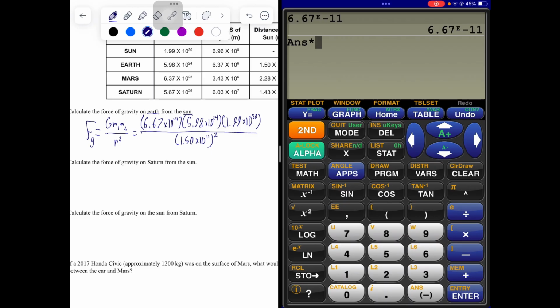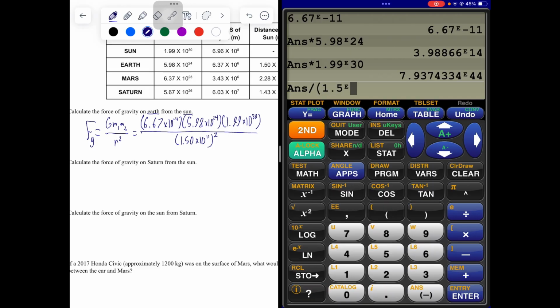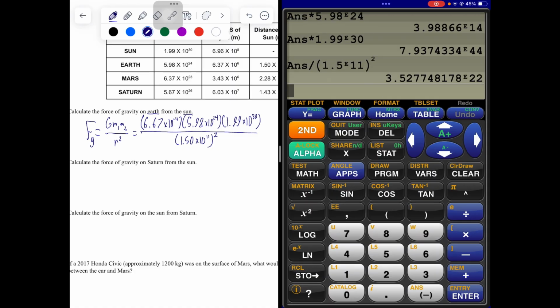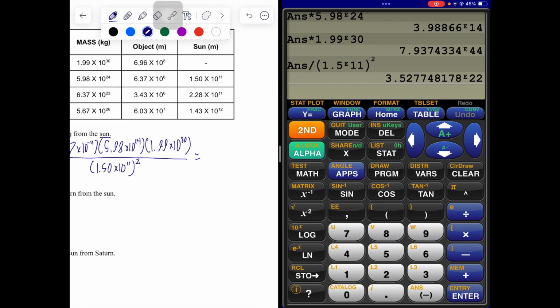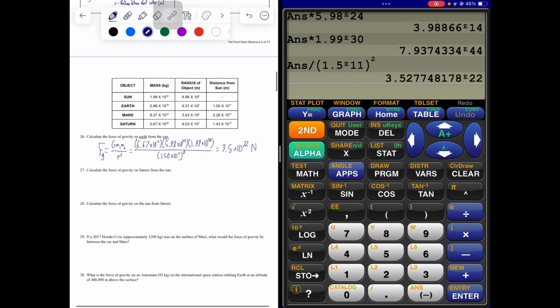Then we'll multiply by 5.98, EE, 24. Multiply by 1.99, EE, 30. We have a very, very, very big number. Now let's divide by, and I'm going to put this in parentheses, 1.5 EE 11, and we're going to square that. And we get 3.5 times 10 to the 22nd. Don't forget your units. This is a force, so it must be in newtons.